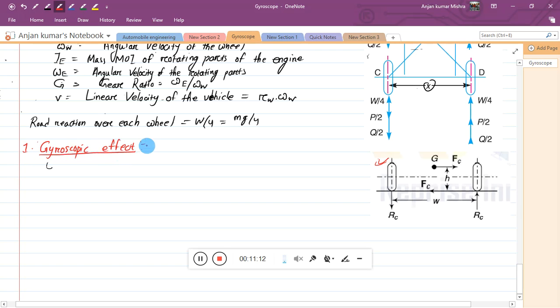Since the vehicle is taking a turn towards the left, as we are assuming, and due to the precession, obviously the turning that we are making with the vehicle will be around the precession axis, and other rotating parts of the engine also, not to forget. Therefore the gyroscopic couple will act. So we will write the statement.